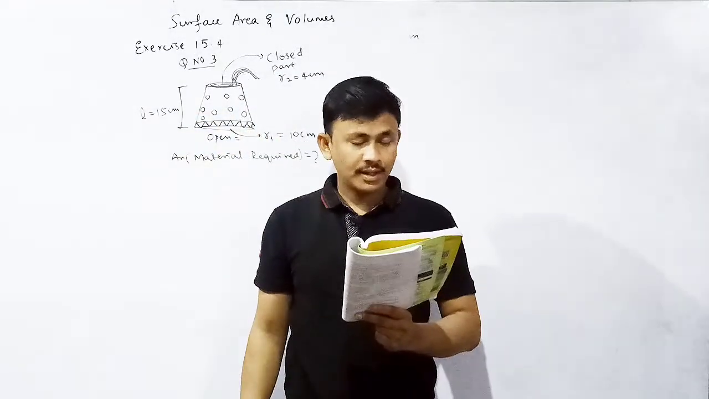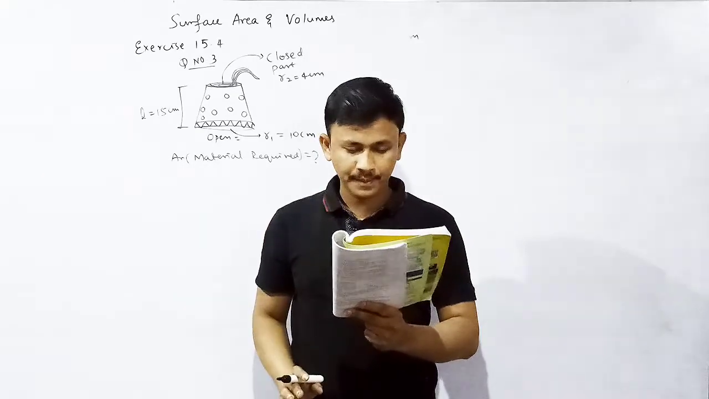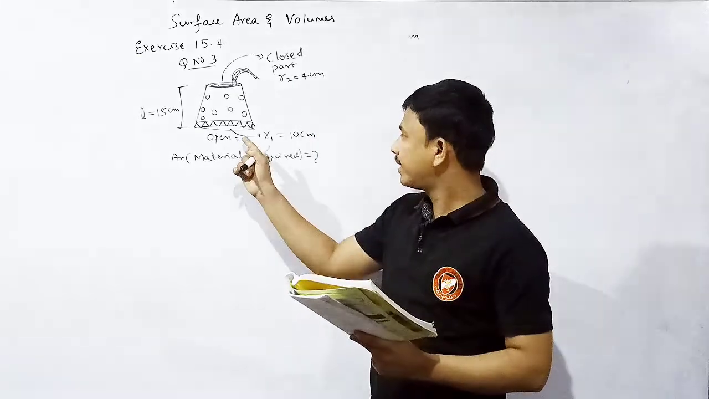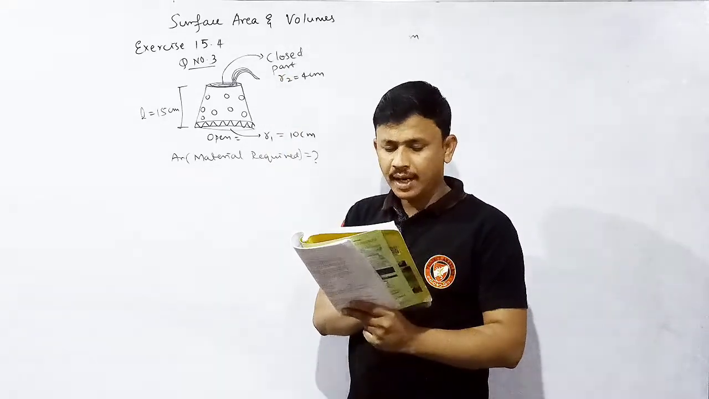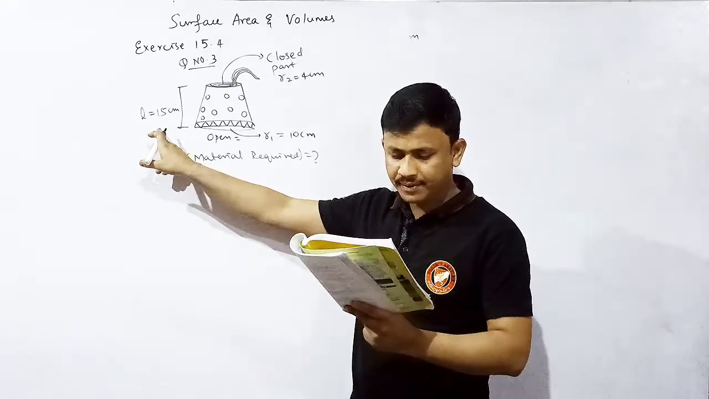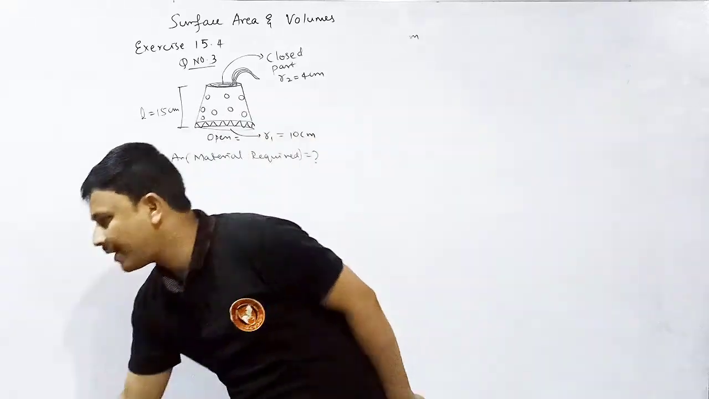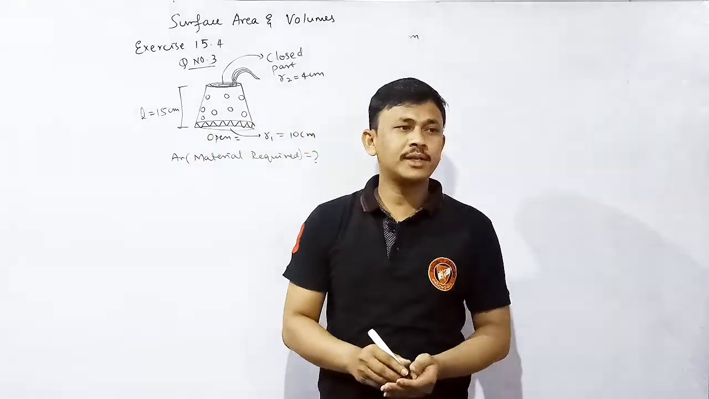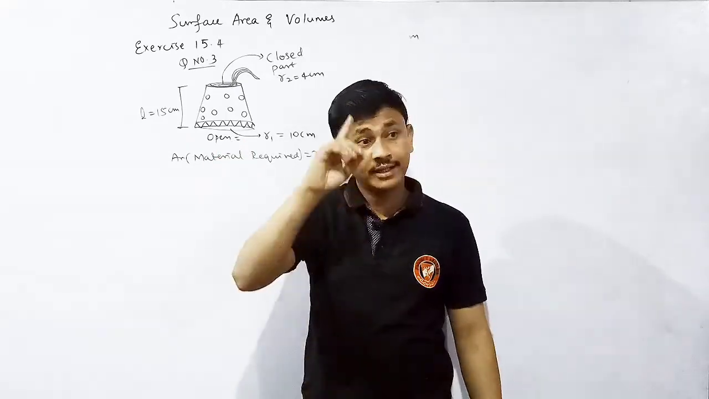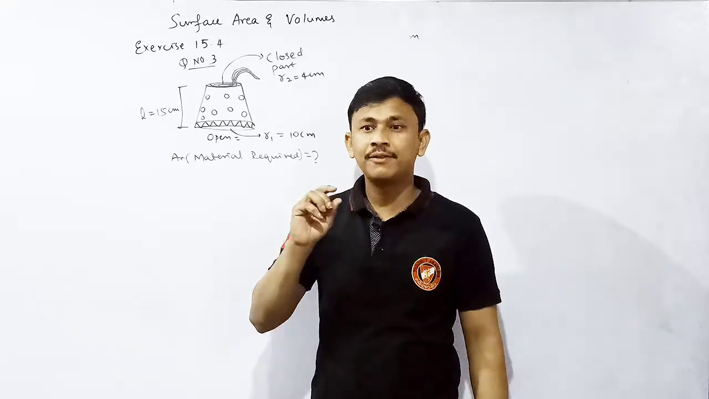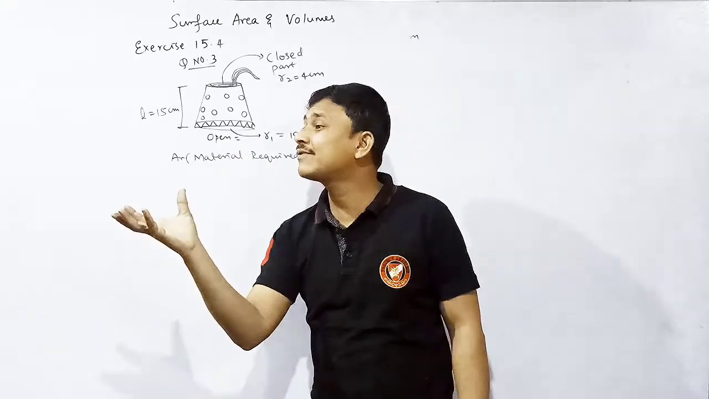Question number 3. The cap used by the Turks is shaped like the frustum of a cone. If its radius on the open end is 10 centimeter and on the closed end is 4 centimeter and its slant height is 15 centimeter, find the material used to make it. What is this? This is a fez. Fez means jokers who are performing on the stage, they are using this one in the Turkey nation. This is called a fez. We need to find out the material required to create this fez.